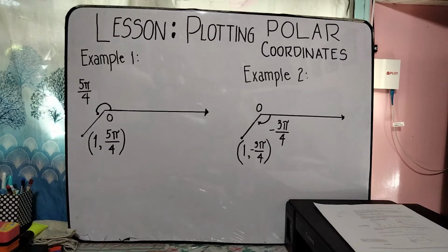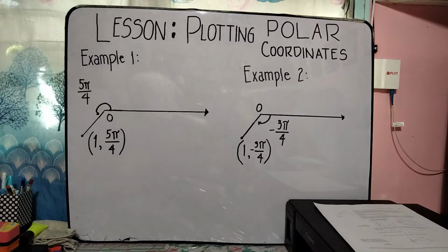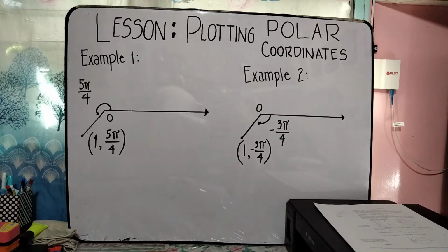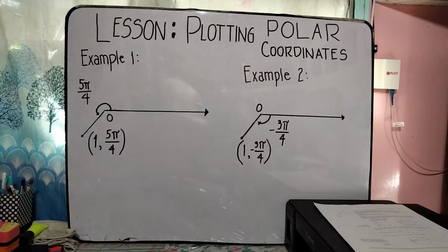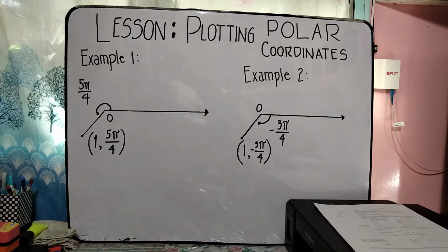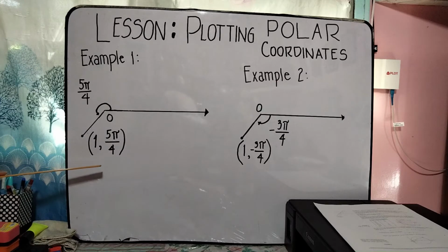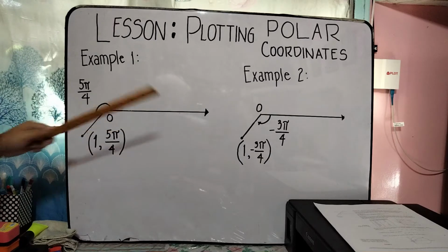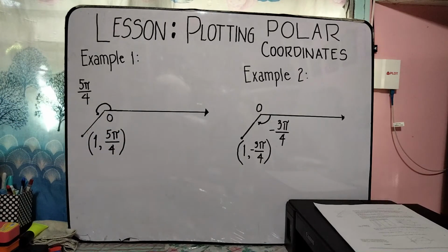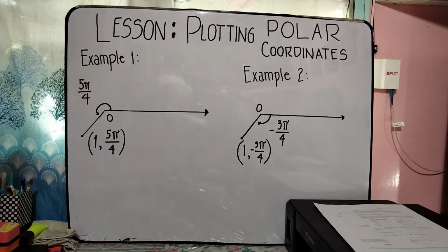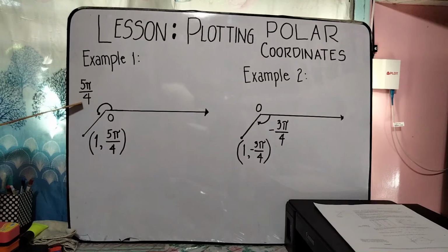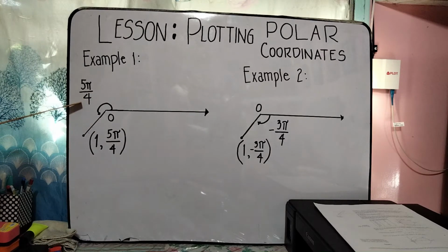So let's now move on to our lesson proper, which is plotting polar coordinates. We have here two examples. For example number 1, we have positive theta, and for example number 2, we have negative theta. So, for example number 1, we have 5 pi over 4. Let's draw first O as the pole and the ray, which is the polar axis. Since 1 is the radius and theta is positive, then we go in the counterclockwise direction. We can see that 5 pi over 4 is in quadrant number 3.